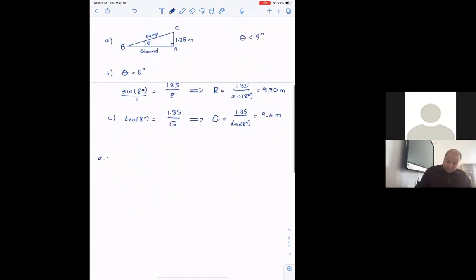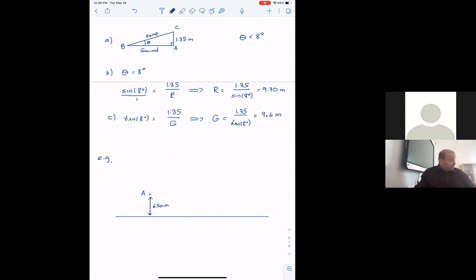Next example, number 19 on page 36. From his studio window at point A, which is 6.50 meters above the grounds. So here is the grounds, and this distance here is 6.50 meters. Tomchik, T-O-M-C-H-I-K, I hope I pronounced that correct, views the top and the base of a building on the opposite side of the street. So here's a building on the opposite side of the street. And let's lower it so that it's not levitating.